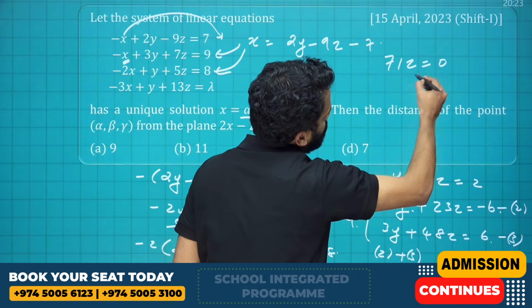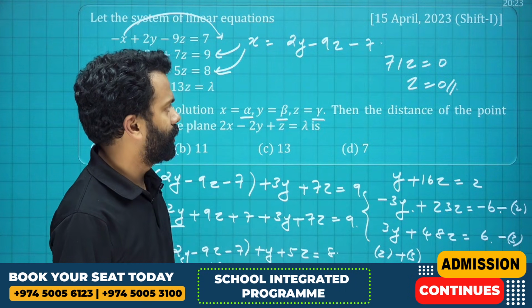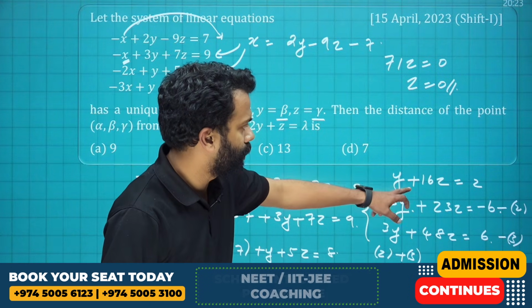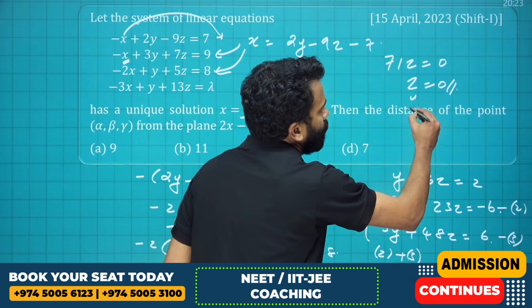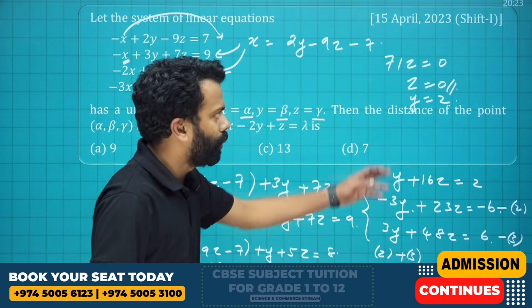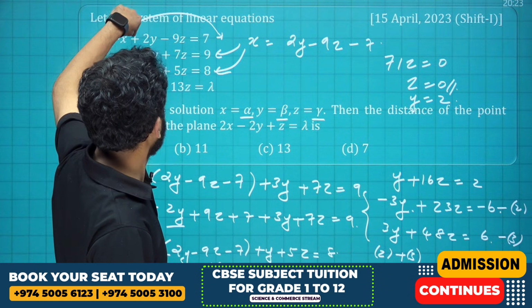If the DC is equal to 0, that is z is equal to what? 0. That's it, done. What is the value of z? 0. Okay, if z is equal to 0, what is the value of y? Just substitute it here, you will get the value of y as what? Y is equal to 2. Okay, now we got z and y. Then, what is the value of x?